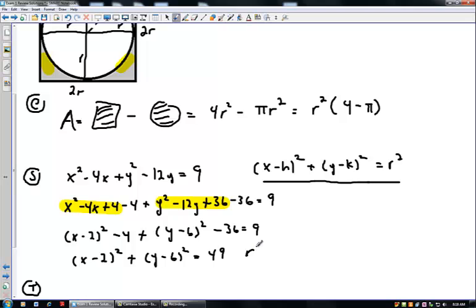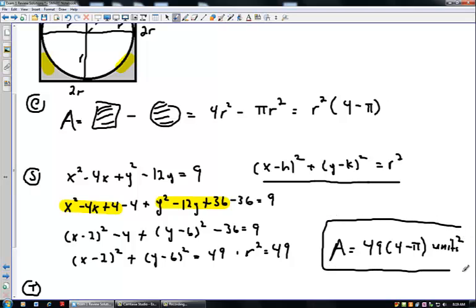And so now I know that my r squared is equal to whatever term I have on the right. I have x minus my h, which is 2, squared plus y minus k squared is equal to, this must be r squared, and so r squared is equal to 49. Therefore, my area, that gray region, is equal to r squared times 4 minus pi, so 49 times 4 minus pi. And then this would be units squared. And so that's my answer.